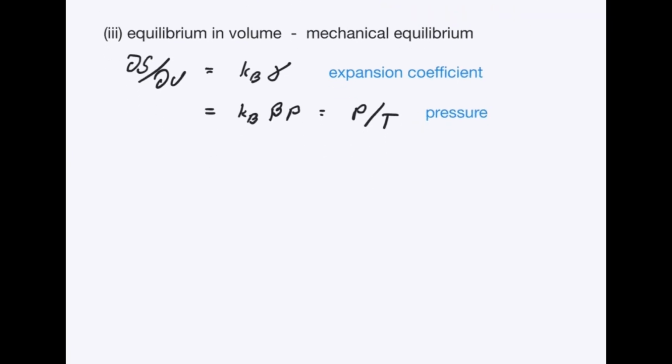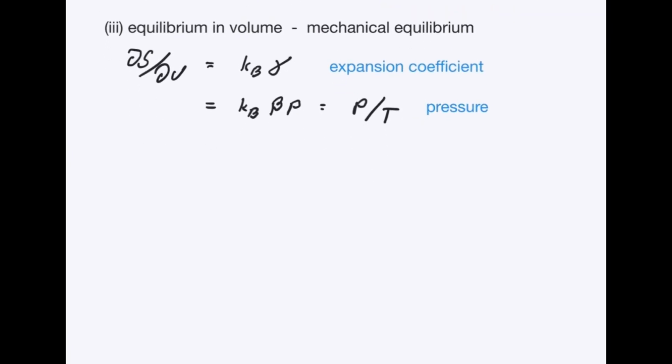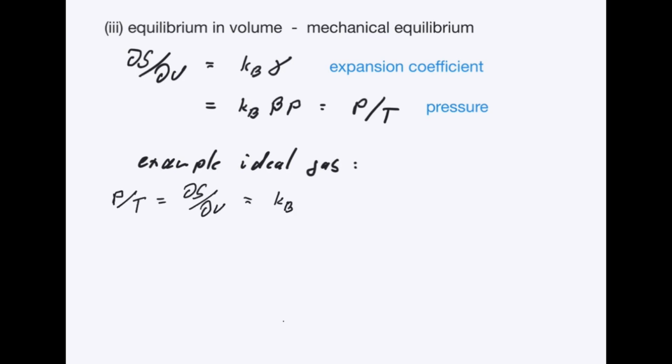Let's use this latter definition in the example of the ideal gas. We obtain P divided by T is equal to the partial derivative of S with respect to V, which we calculated to be k_B times N divided by V. Rearranging, we obtain P times V is equal to N times k_B T, which is the ideal gas law.